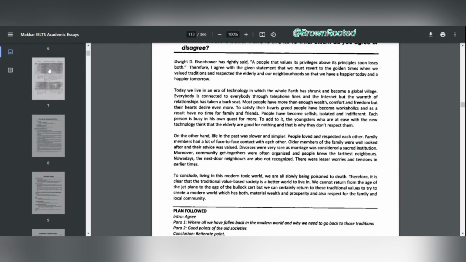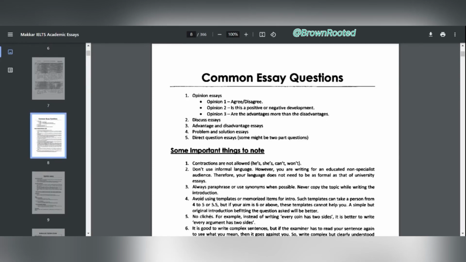Okay, I think I got it. So, common essay questions. As I said, it's asking for your opinion: agree, disagree, is it a positive or negative development, are the advantages more than the disadvantages. Discuss essay. Advantages and disadvantages essay, as we just saw. Problem and solution essay and direct question essay. Some might be of two parts, as it is saying.